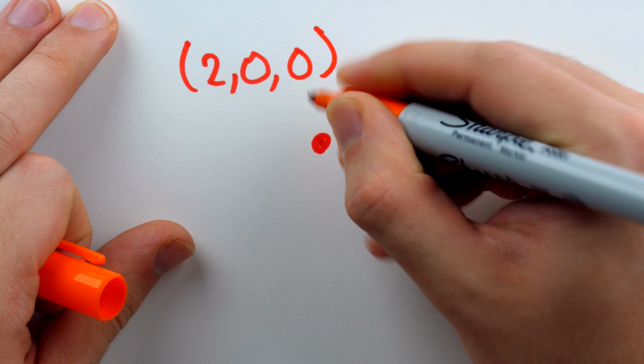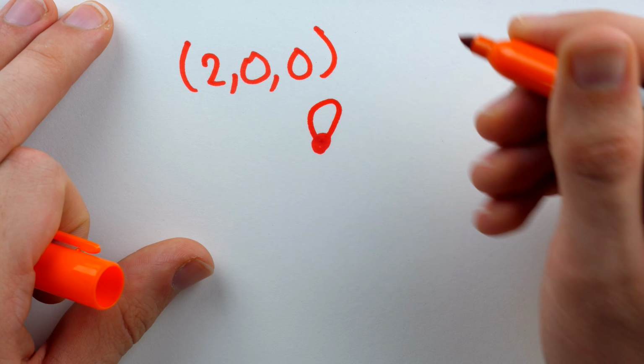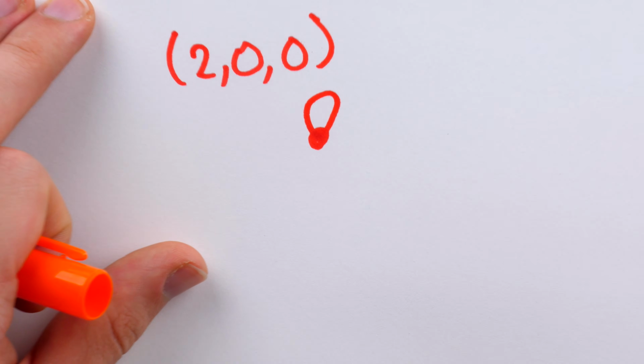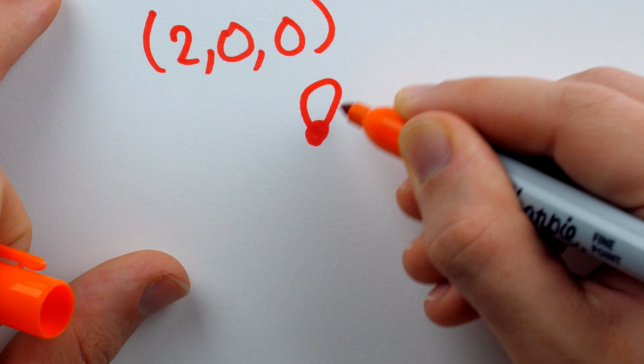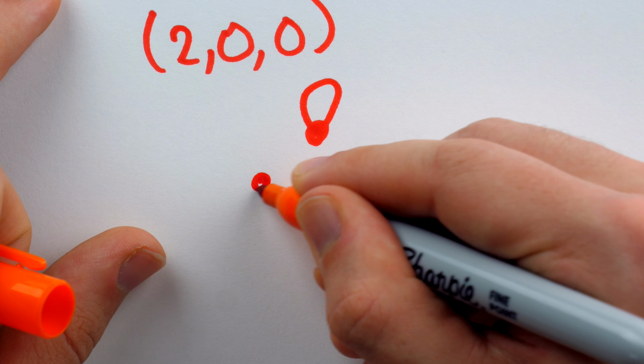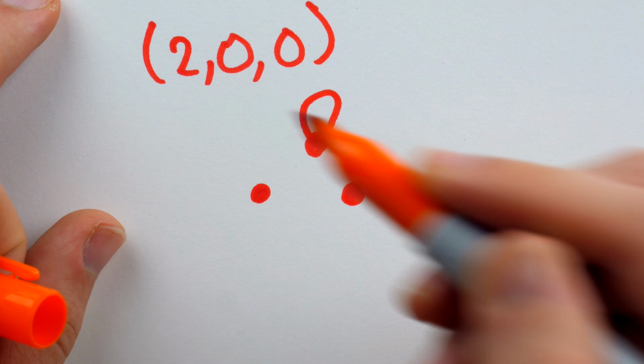This single vertex can be made to have degree 2 by drawing a loop on itself that is considered to have degree 2. There are 2 times that the edge contacts the vertex. And then we just have 2 isolated vertices, which both have degree 0. And thus, this graph has this degree sequence.